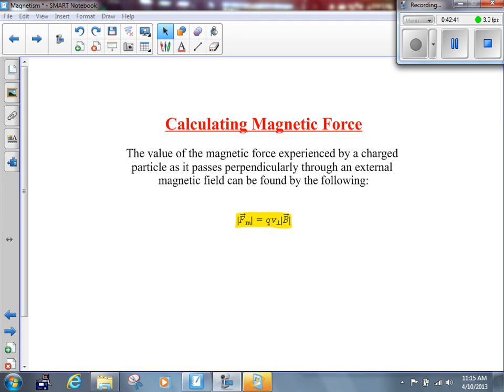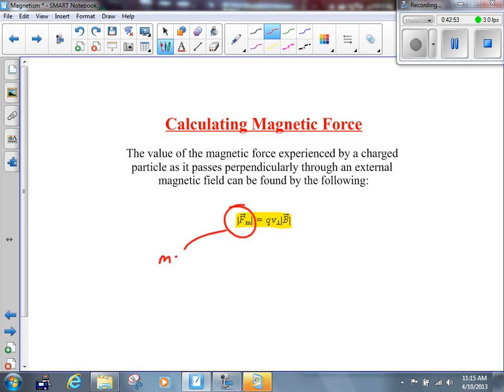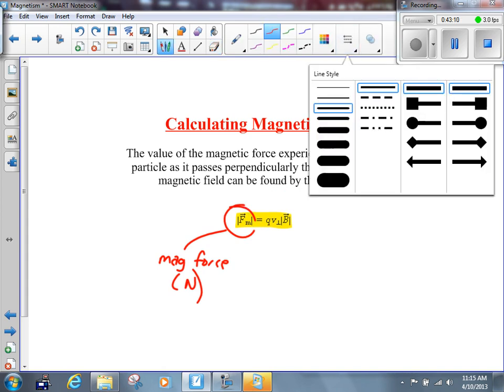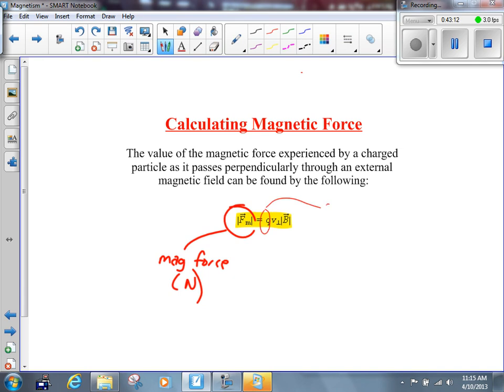Now we want to find the value of the force, the magnitude of the force, whether it's on a negative or a positive particle. We're going to use this equation: F equals QVB. F stands for the magnetic force, of course, and the units for that are going to be newtons, as it always is for force. What does the letter Q stand for there? This goes back to our last unit. It's going to be the charge, right? And the units for the charge, of course, are going to be coulombs.